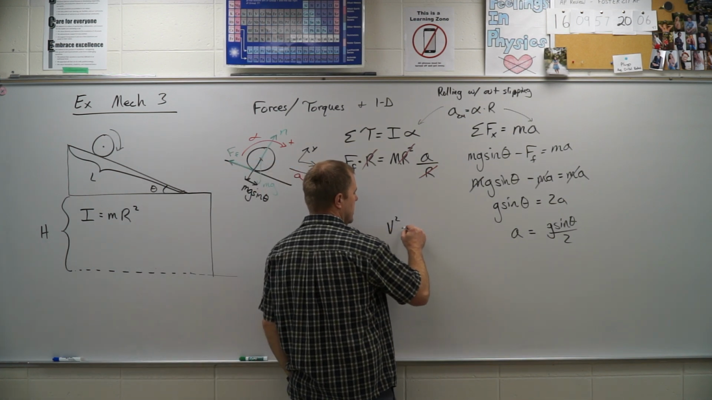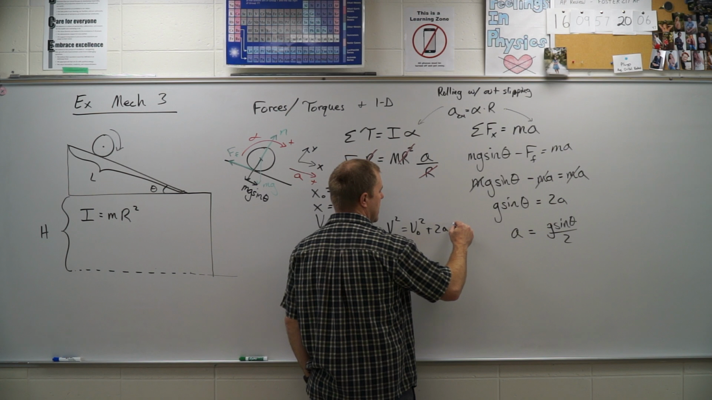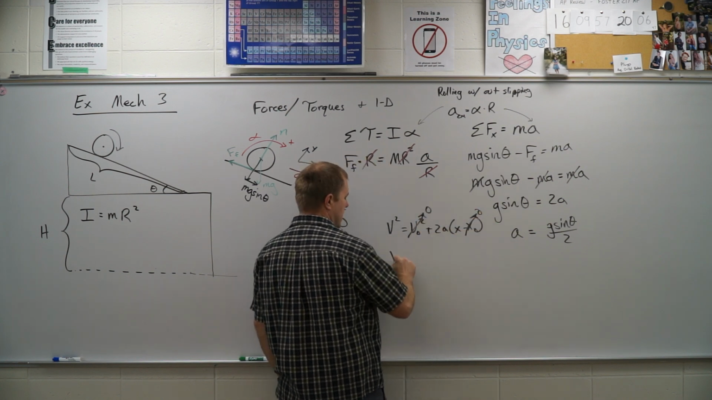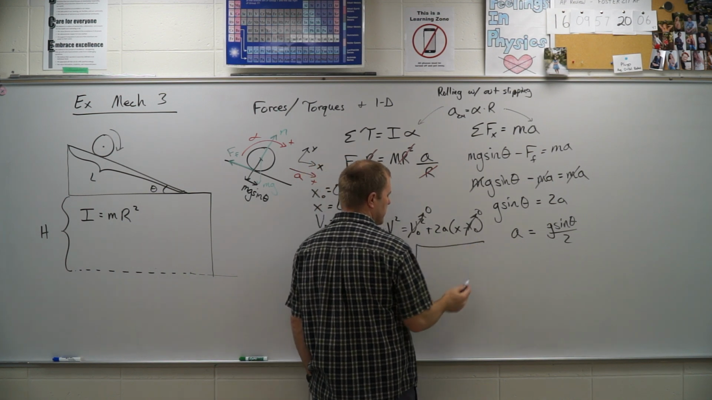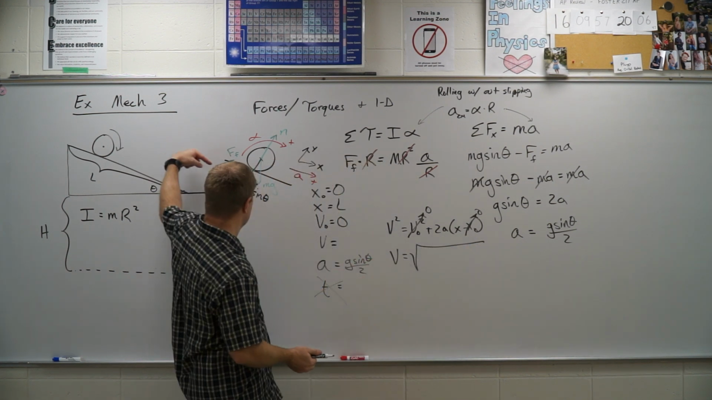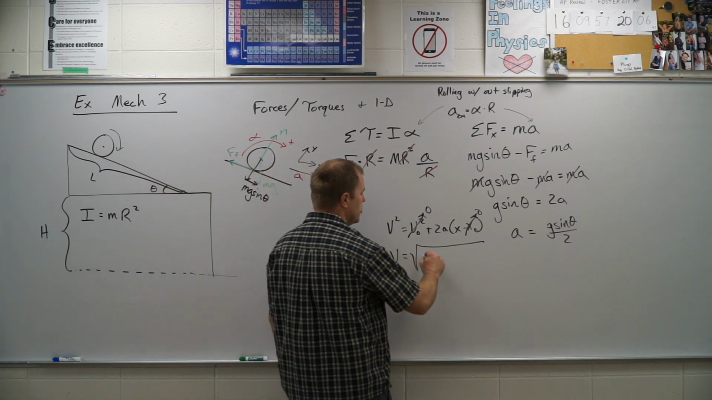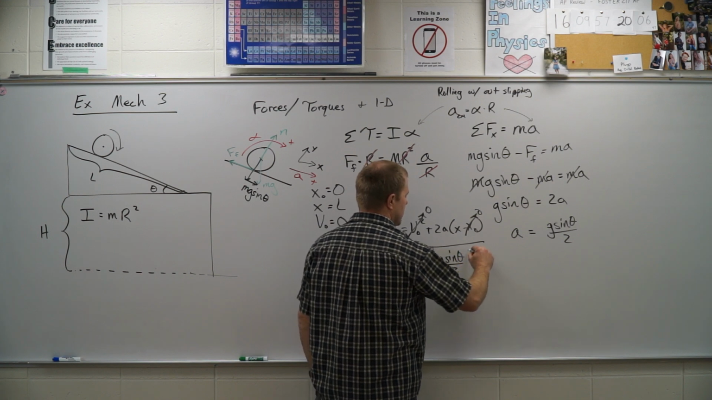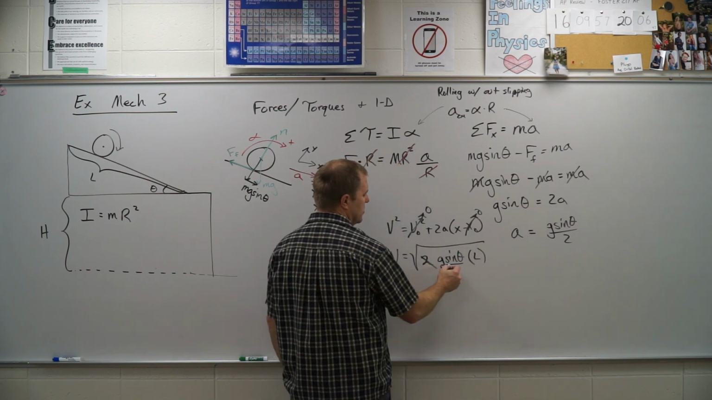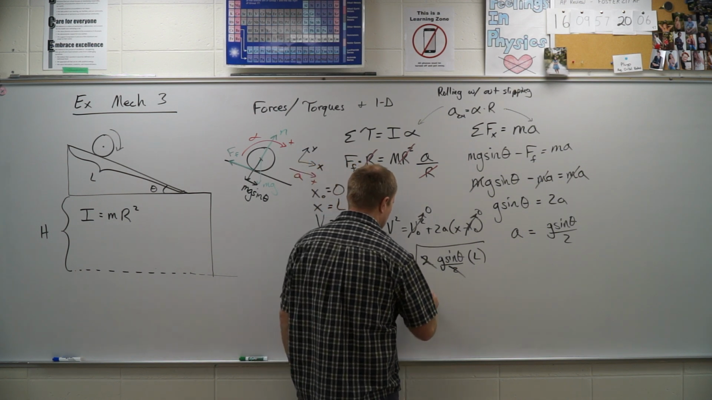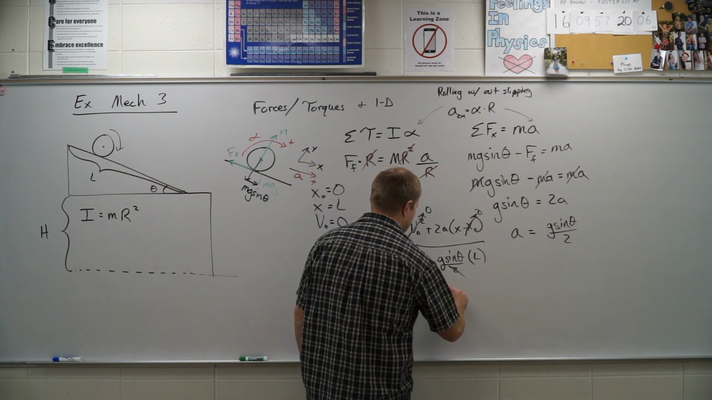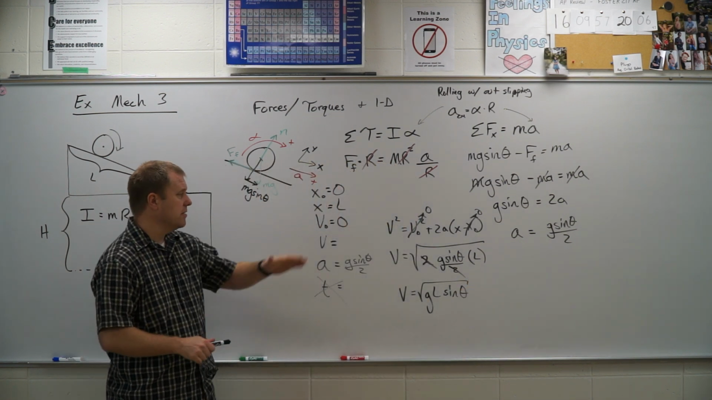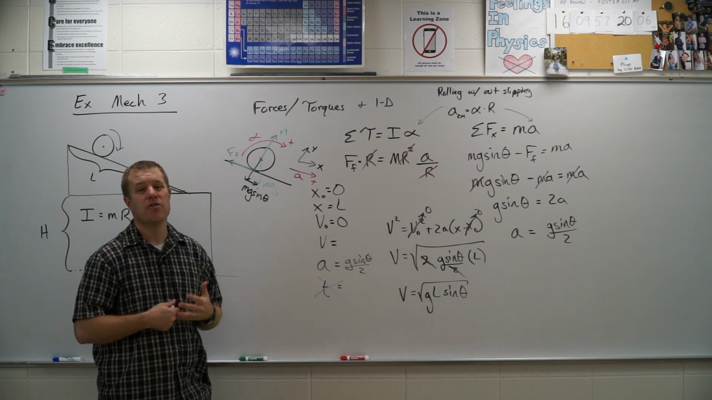So I have v squared equals v naught squared plus 2a times x minus x naught. Cross out anything that is 0, and so I'm left with v is equal to the square root, plus or minus, but it is plus because it is moving in my positive x direction, 2 times the acceleration, which is g sine theta divided by 2, times my distance, L. I see my 2's cancel, and so I'm just going to write my speed as being the square root of g L sine theta. So I've found my acceleration for part A, and I found my speed for part B.